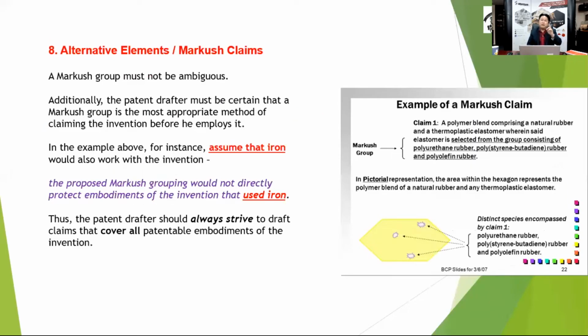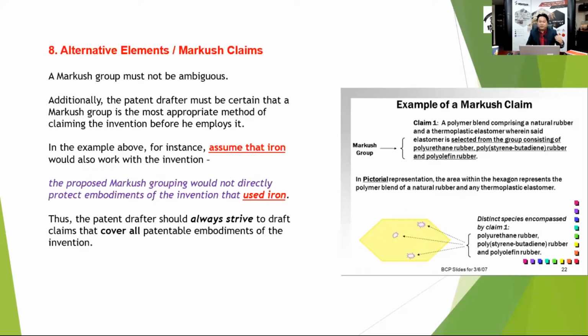When you write these claims, please do not be too ambiguous. You must not be too ambiguous, because the Markush grouping will not directly protect an embodiment of the invention if it uses other elements not specified in it. So a patent drafter should always strive to cover all patentable embodiments of the invention.